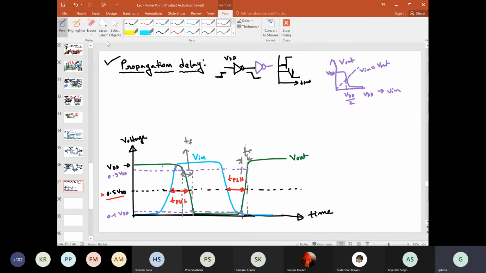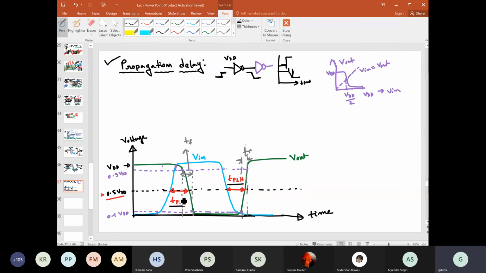Fine. Now we can see that there are basically two types of delays here. One is TPHL, one is TPLH, depending on whether the output is changing from low to high or from high to low, right? It may be that these two delays are the same, and in fact we want these two delays to be quite close. It may also be possible that they are not the same, depending on the resistances or capacitances that you may encounter in the path. If they are not the same, then for a particular gate you cannot say this is the propagation delay.